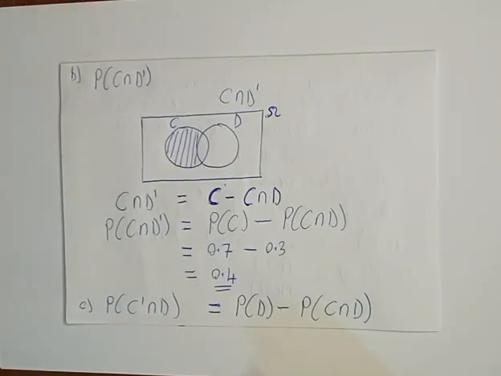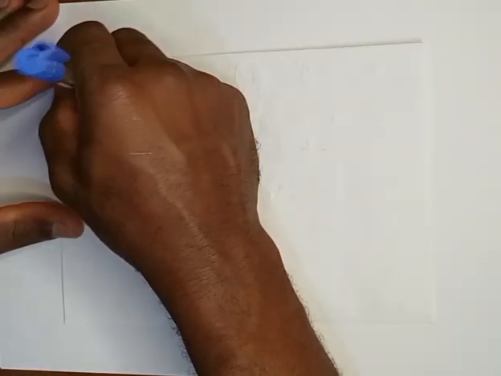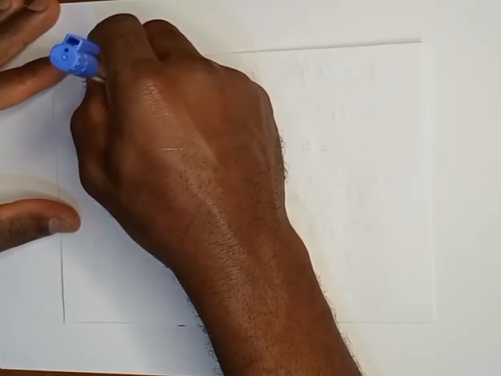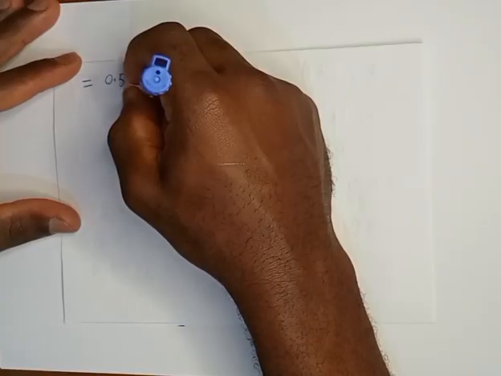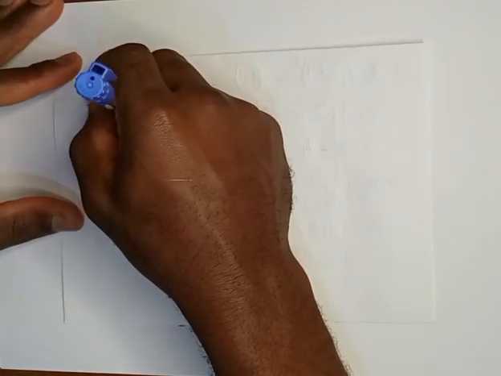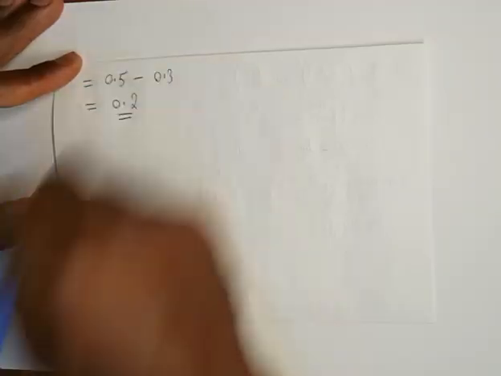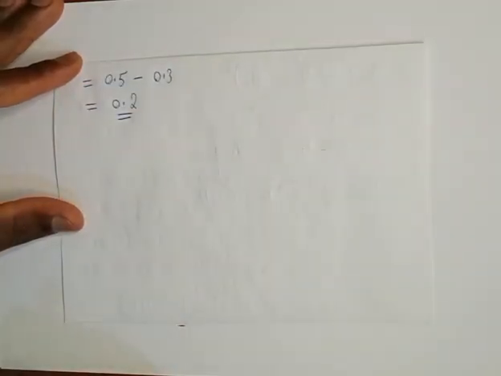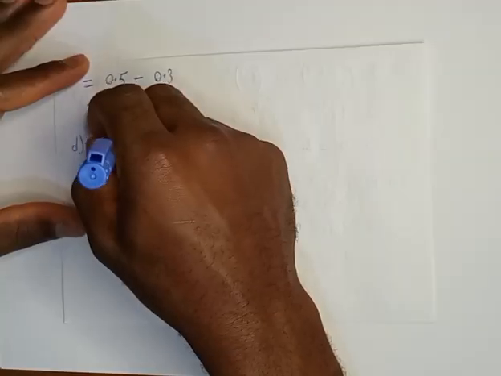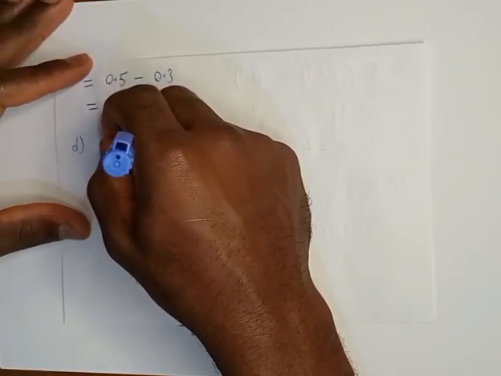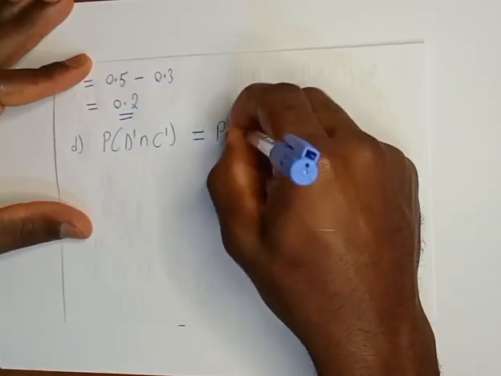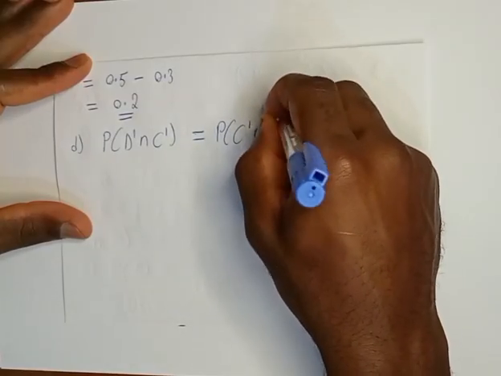Now, inserting the numerical values, this will simply be equal to P of D, which we calculated. It gave us 0.5 minus P of C intersection D, which is 0.3. And this will give us 0.2. We move now to the next question, question D. We have to find P of D prime intersection C prime. This is simply equal to P of C prime intersection D prime.